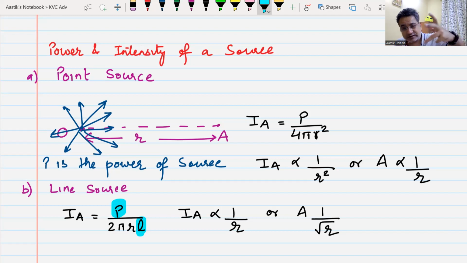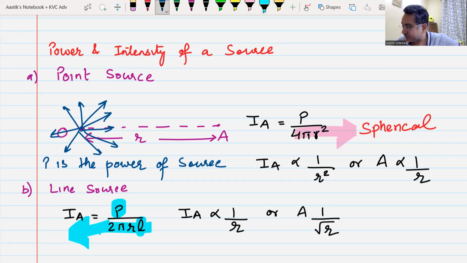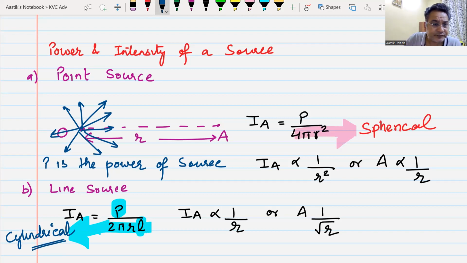2 pi r is the circumference of a cylinder, so it emits in the form of a cylinder. 4 pi r square is the area of a sphere, so it emits in the form of a sphere. Just remember that way. This is spherical, and this is cylindrical. Just remember this. Have you noted this down?